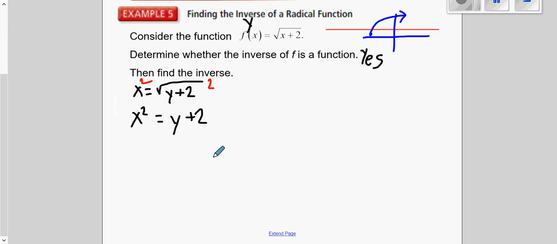Finish solving for y. Undo plus 2. And then we have our final answer, x squared minus 2. And that's example 5. Finding the inverse, switch x and y, solve for y.